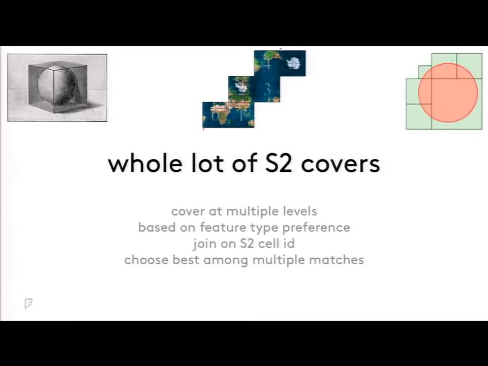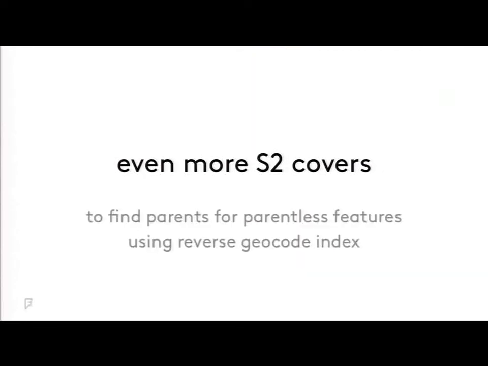So what we did in the scalding build is do an S2 covering of the polygons that weren't matched, join them, do a lot more magic this time to choose amongst the best features that honored the tiered feature type preference that I talked about, right? And even more S2 covers, because at the end of our index build, there's this nifty little thing we do where we use the reverse geocode index that we have just built to try and find parents of features that do not have parents. And this again required yet more S2 covers and yet more joining and all of that, but it all worked out.